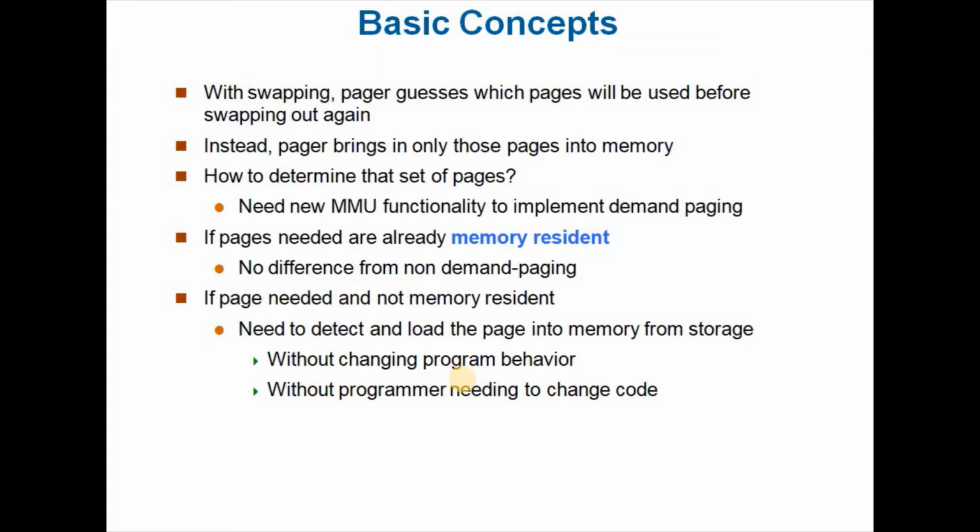How to determine that set of pages? That is the main case. We need to use some specific algorithms to identify which page we need to swap. We need new MMU functionality to implement demand paging. If the pages needed are already memory resident, then there is no difference from non-demand paging. That means if it is already available in the primary memory and was loaded previously, then it will be taken and executed. If the page is needed and not memory resident, we need to detect and load the page into memory from storage without changing program behavior, without the programmer needing to change code.